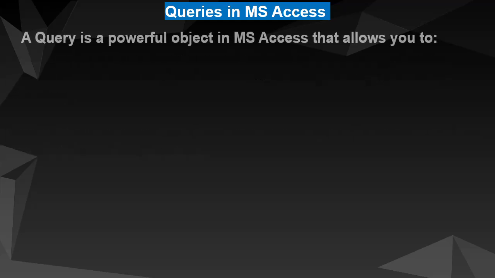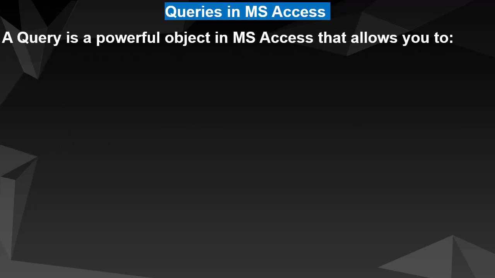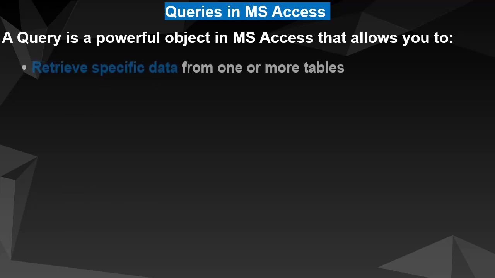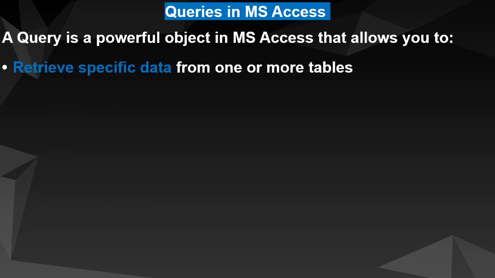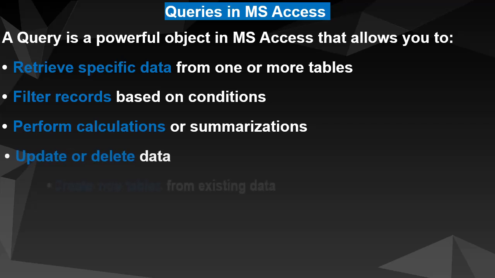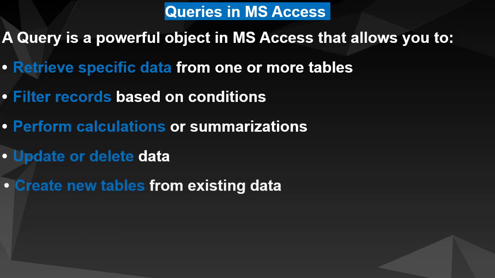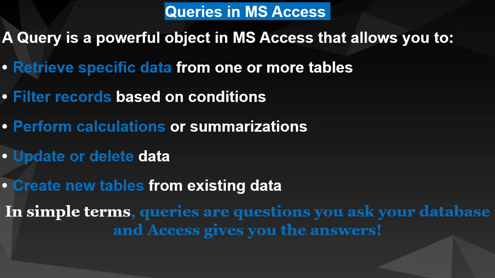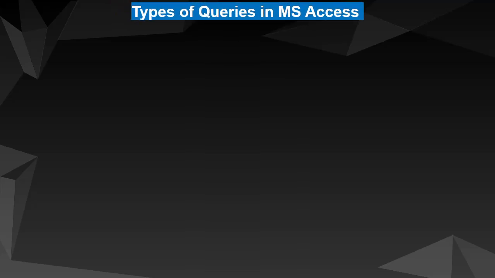A query is a powerful object in MS Access that allows you to retrieve specific data from one or more tables, filter records based on conditions, perform calculations or summarizations, update or delete data, and create new tables from existing data. In simple terms, queries are questions you ask your database, and Access gives you the answers. Let's go through the most commonly used types of queries, which we'll use in our retail shop application.